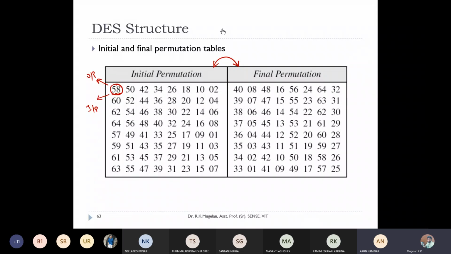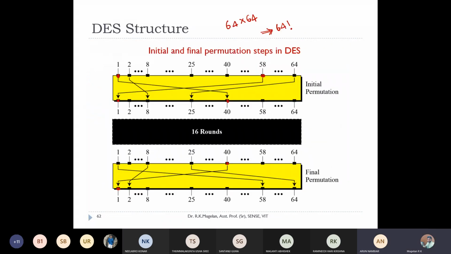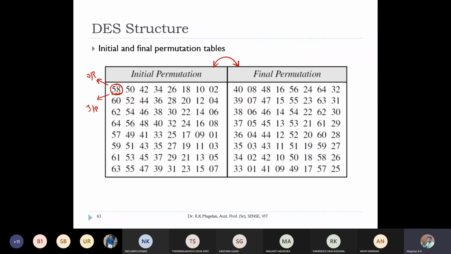Can you tell us the total number of combinations again? Generally speaking, if you have a 64 cross 64, you'll be having 64 factorial different combinations. That is, one can be mapped to 1, or to 2, or to 8, or to 9. So like this, there are many ways we can map this single input pin. Out of this, they used this one, 1 maps to 40, 2 maps to 8, and so on. We have 64 factorial combinations, and out of these, they choose these two combinations alone. Specifically, they choose this one, and the other one will be the inverse of it.